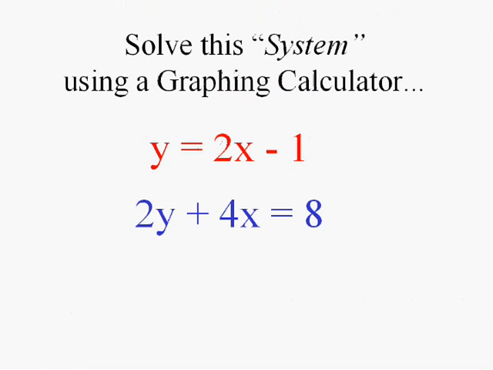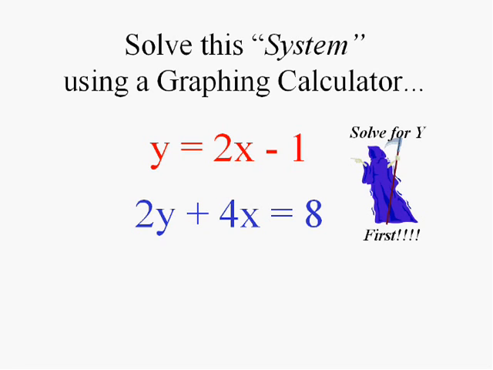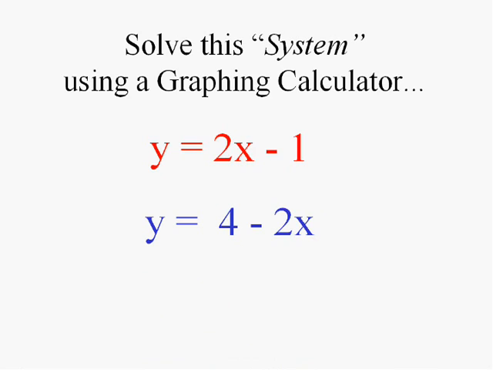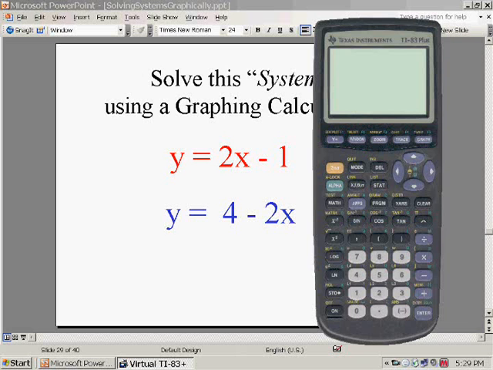Now, how about a little fire, Scarecrow? We can do this with a graphing calculator if you want to. But before we do that, remember, we can't graph lines on a calculator unless we solve for y, and that second one we'll have to solve for y. And I promise you it's y equals 4 minus 2x. Now, we had done this problem before, but let's do it with a graphing calculator. Okay, let me turn this baby on.